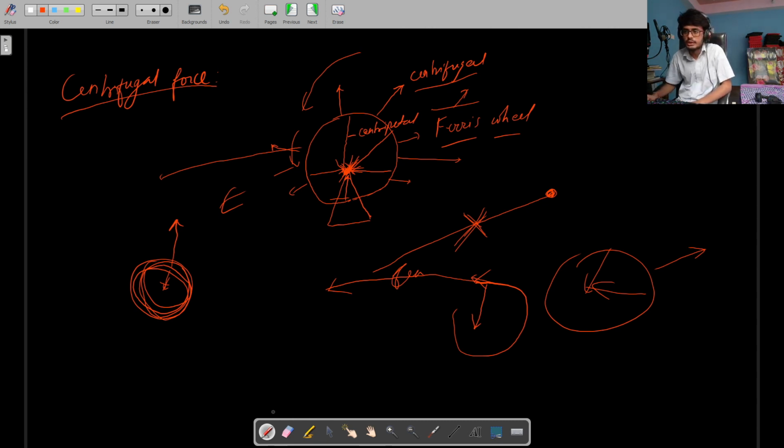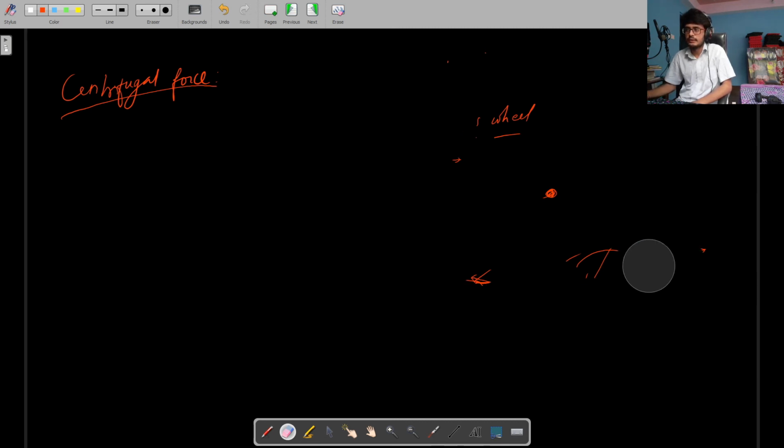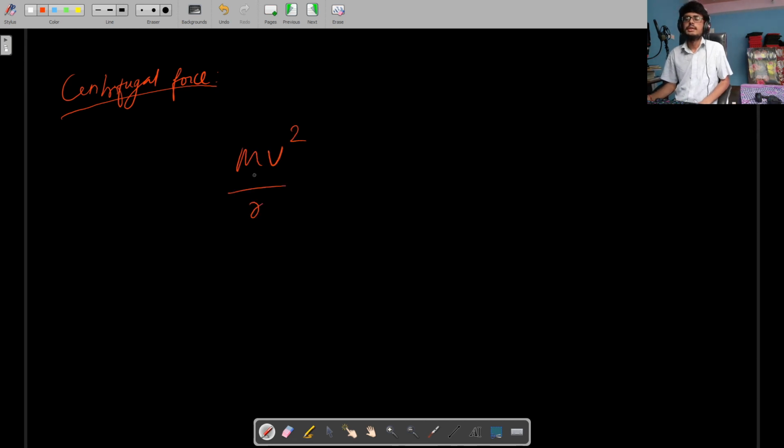So okay, I'll abruptly come to a formula. There is a thing called the centrifugal force formula. I'll not derive it. I'll do that in mechanics later. So centrifugal force is defined as mv square upon r. m is the mass of the thing that is rotating, v square is the velocity at which it's rotating, that goes squared, and this r is the radius.